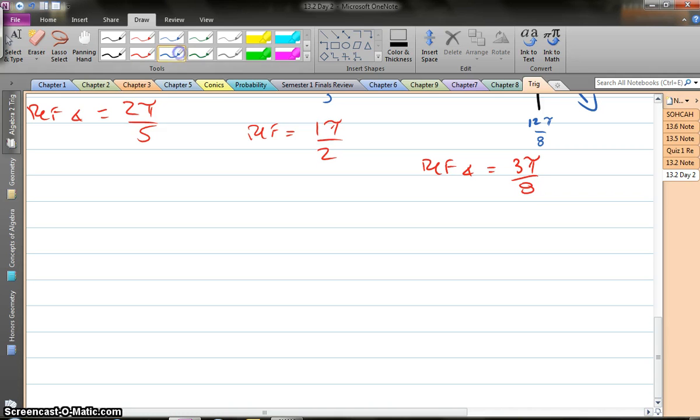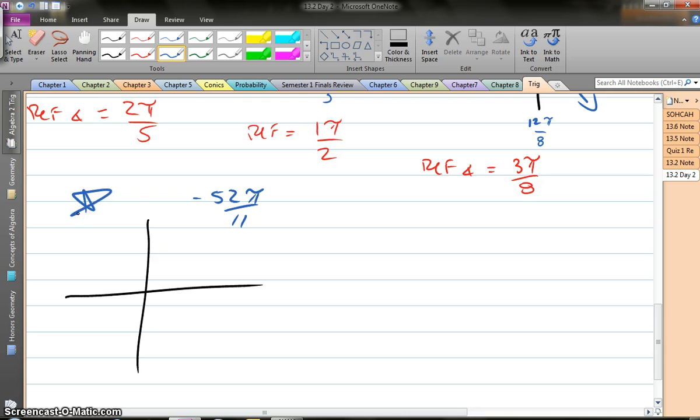I like radians. Now, we're going to talk about this more tomorrow. But what I want you to do is give me the reference angle for negative 52 pi over 11. Tomorrow in class, we'll start with that, and I'll take all the questions and really make sure we got this moving forward. All right, see you tomorrow.